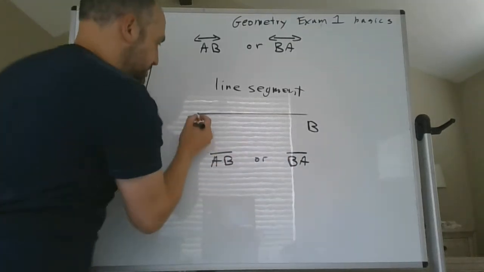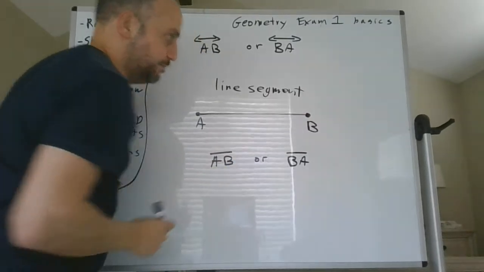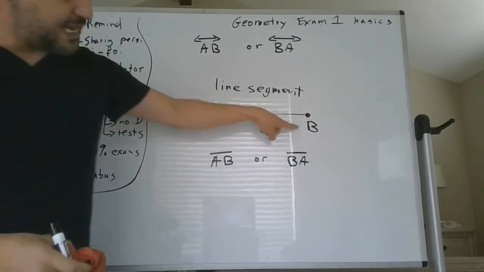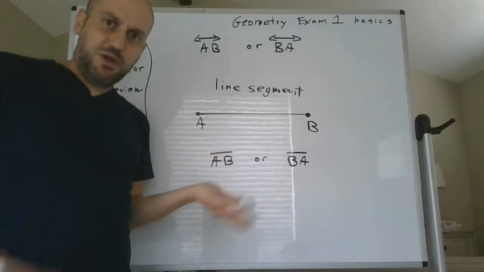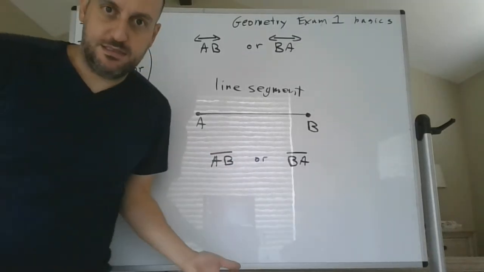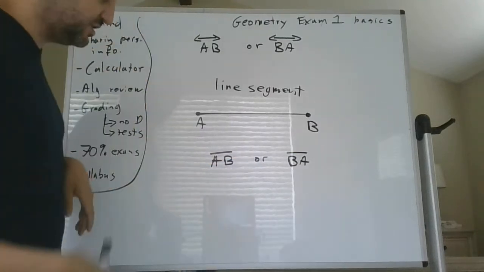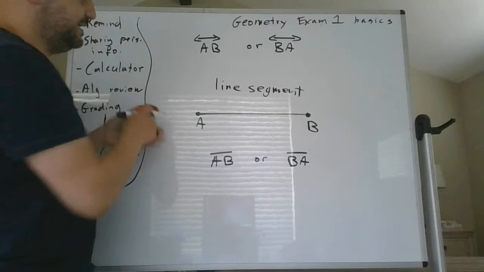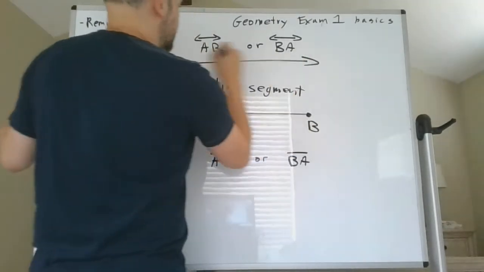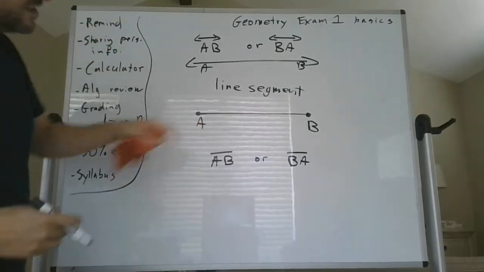And sometimes you'll see it with points. Those are called endpoints. Endpoint A, endpoint B. Well, wait a minute, which one's the end, which one's the start? Really, it doesn't matter. They're both endpoints. You can end here or end here. So that's what they're called. So we have line AB or BA, and then we have line segment, which we just call segment.